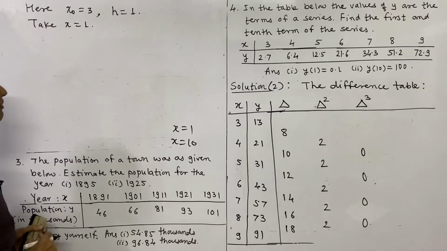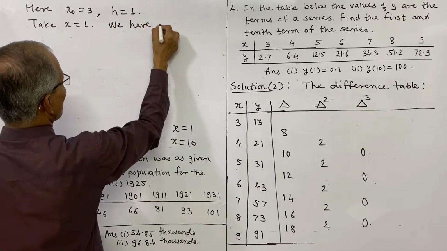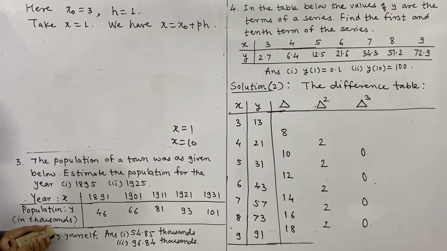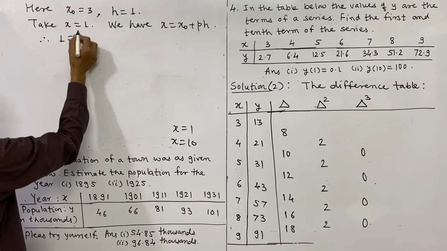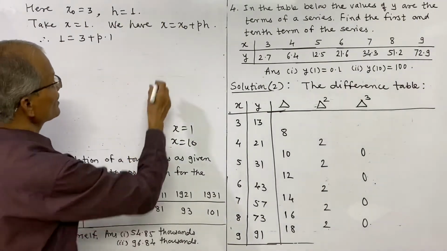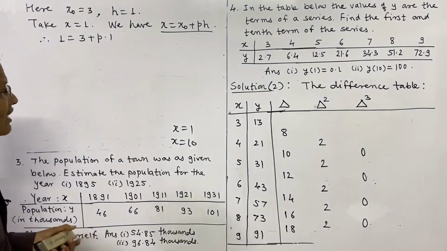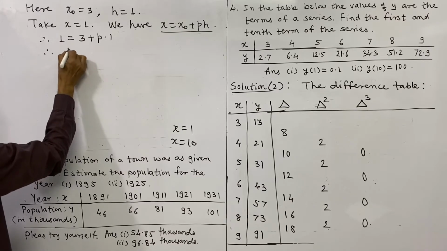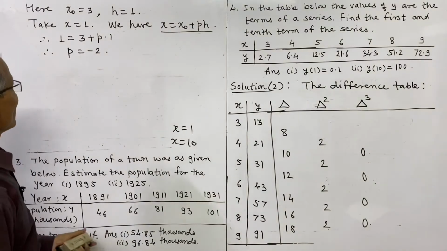We use Newton's forward difference formula, and we have x is equal to x naught plus ph. Here x is 1, so 1 is equal to x naught, which is 3, plus p times h, where h is 1. Putting these in, this is the value of x for the forward difference interpolation formula that we have to remember. This gives p is 1 minus 3, that is minus 2. So thus we have obtained p is equal to minus 2.